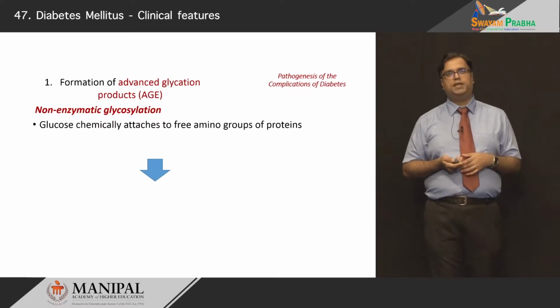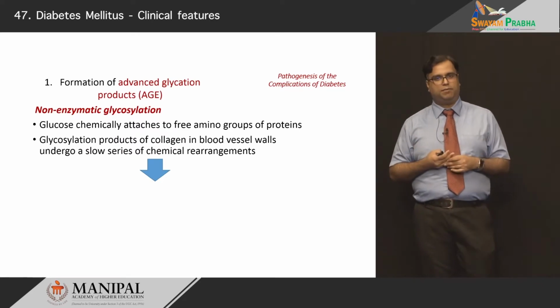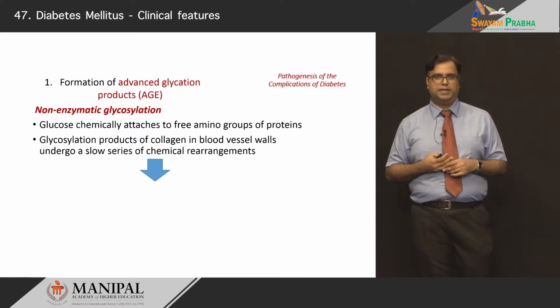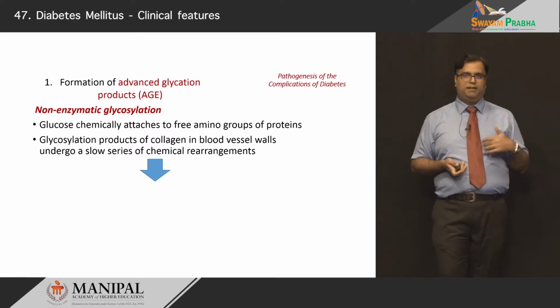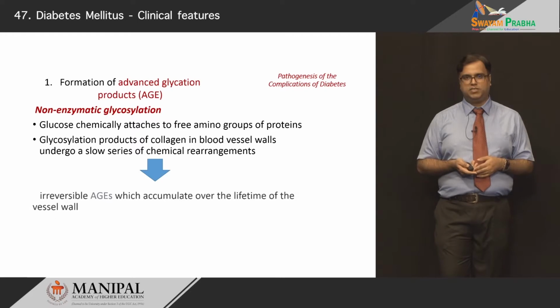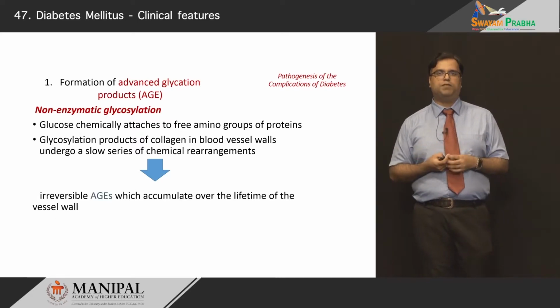So, it attaches to free amino acid groups of the proteins and becomes what is called a glycosylated product because of non-enzymatic glycosylation, particularly collagen in your blood vessel walls. So, that tends to show a lot of chemical derangements, such as they tend to accumulate over a period of time within the tunicae of your blood vessels.